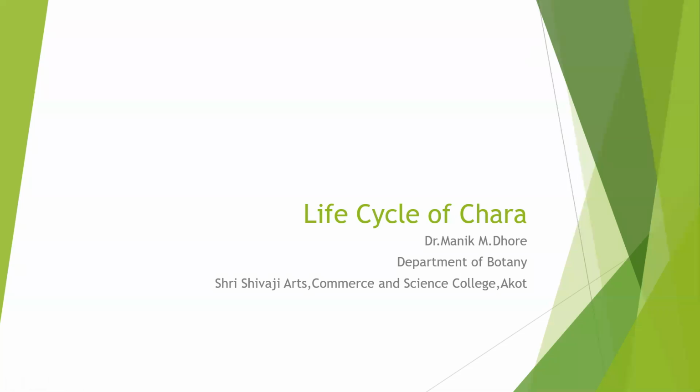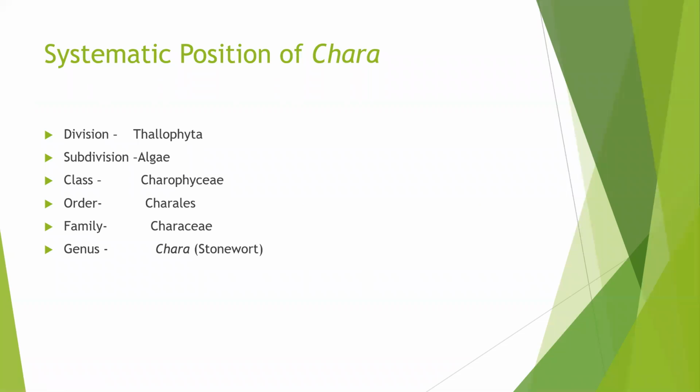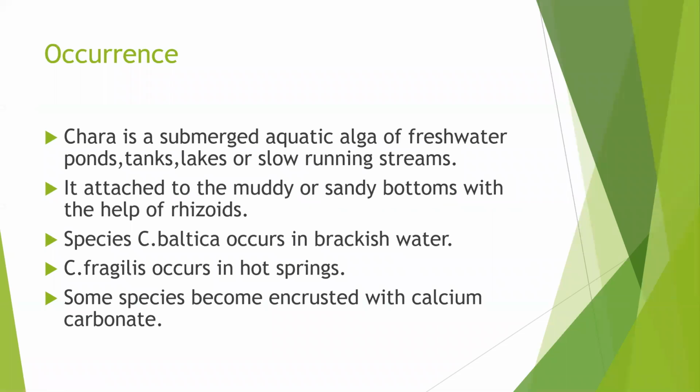Today we will discuss the topic life cycle of Chara. Systematic position of Chara. It belongs to division Thallophyta, subdivision Algae, class Charophyceae, order Charales, family Characeae, and the name of the genus is Chara. Chara is also known as stonewort.